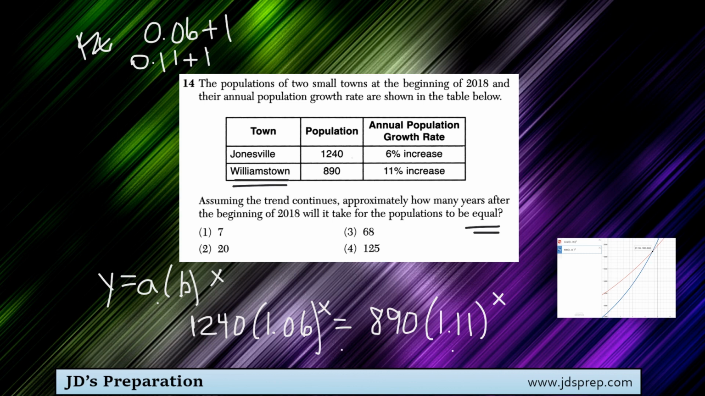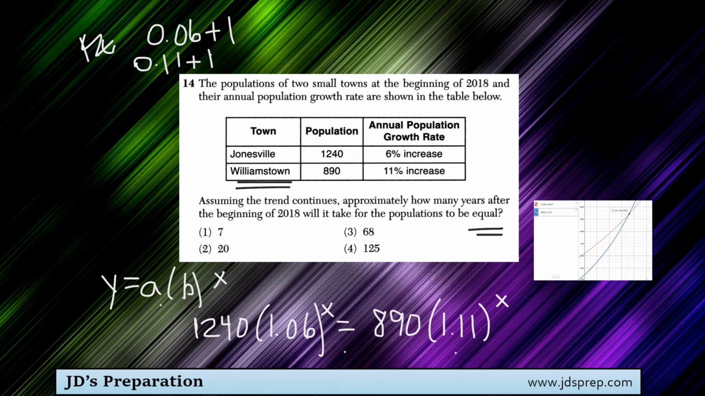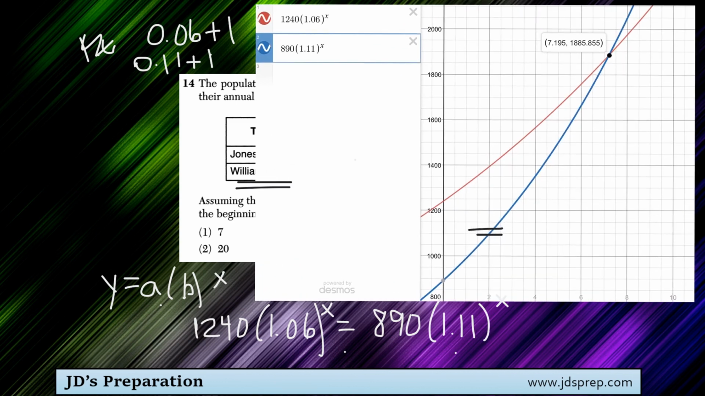Now, basically, we're trying to solve this equation. We're trying to find out what value of x makes both of these equations the same. Really, the easiest way to do this would be to use your graphing calculator. There we go. So you can see I've graphed the two equations. And to solve it, we're trying to find the point where they intersect each other. And we can see that happens where we have an x value of 7.195.